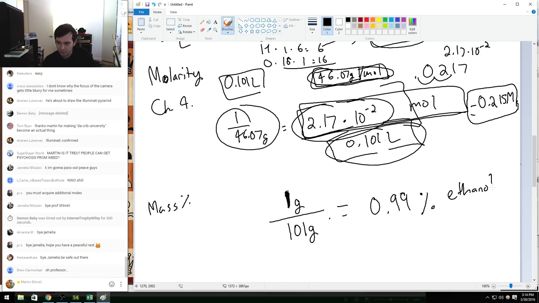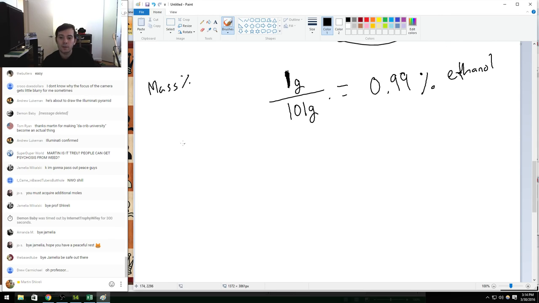That would not get you very drunk very quickly, 1%. I think things like whiskey are like 20%. I know maybe beers are like 6%, so this is a very dilute solution of alcohol. And I'm a lightweight.